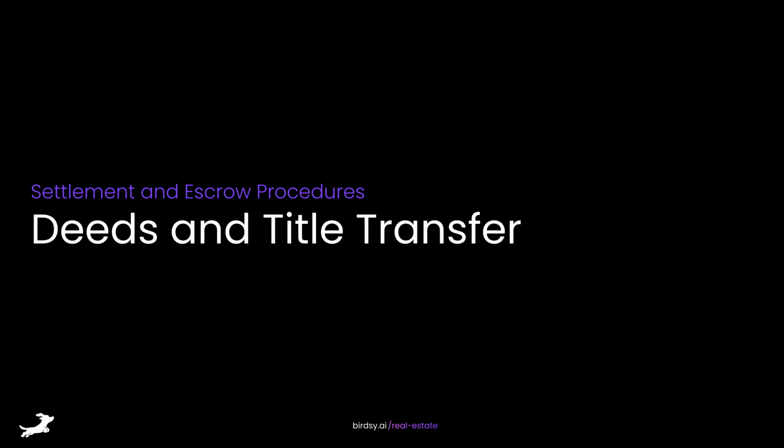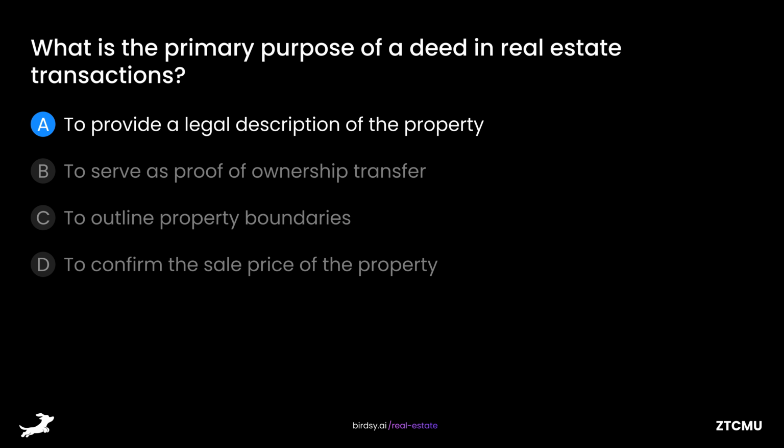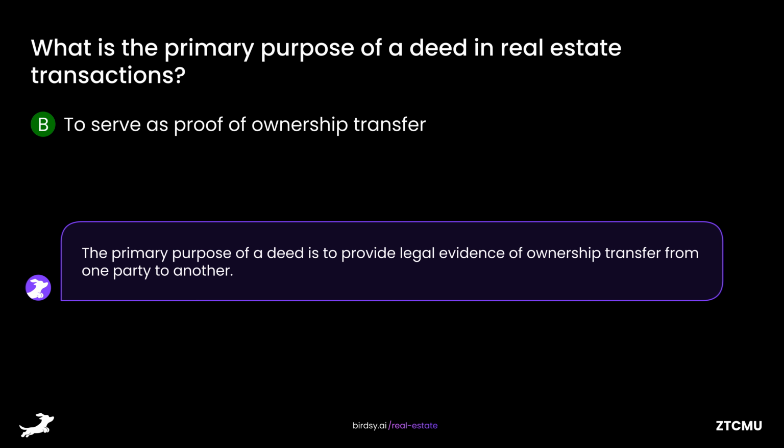Deeds and title transfer. What is the primary purpose of a deed in real estate transactions? Is it A, to provide a legal description of the property? B, to serve as proof of ownership transfer? C, to outline property boundaries? Or D, to confirm the sale price of the property? The answer is B, to serve as proof of ownership transfer. The primary purpose of a deed is to provide legal evidence of ownership transfer from one party to another.